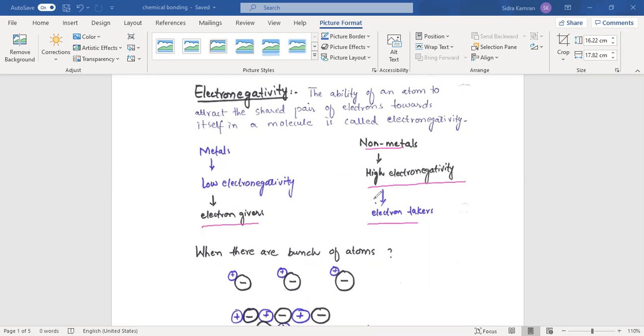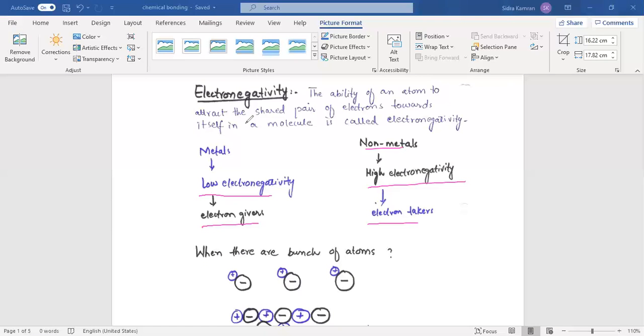Miss, do metals always lose electrons? Metals always lose electrons. Okay. Because of their low electronegativity and high electropositivity, metals always lose electrons and non-metals always take electrons.